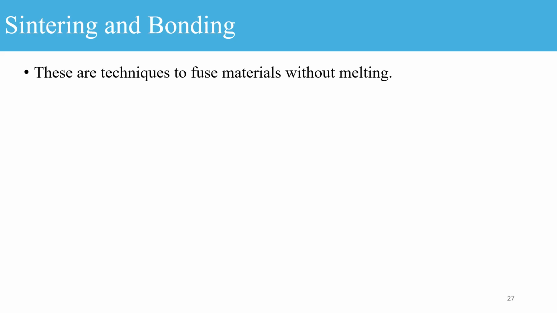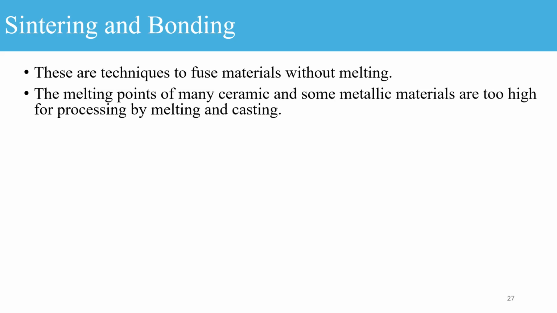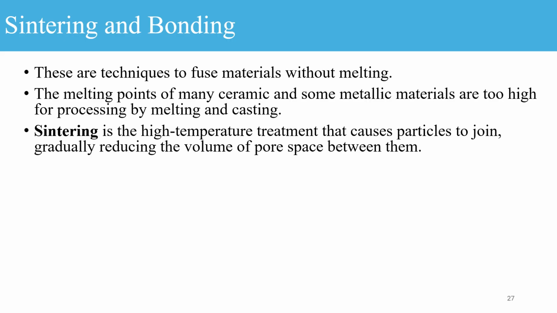So two final terms I would like to describe today are sintering and bonding. These are techniques that are used to fuse materials without actually melting the entire material. This is especially useful in applications where material processing by melting and casting is either hard or expensive. So this applies to many ceramics and some metallic materials where the melting points are too high for processing of the materials.